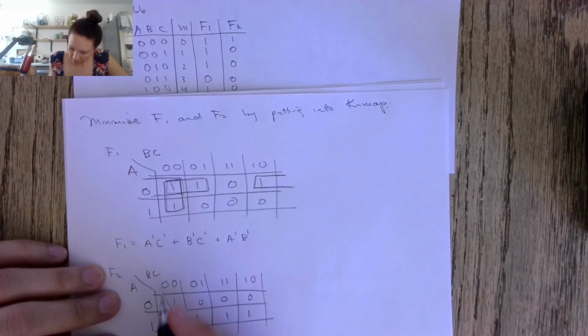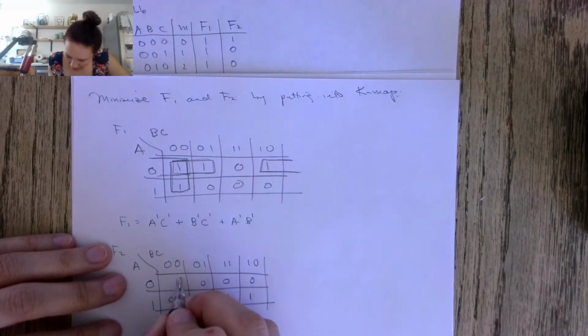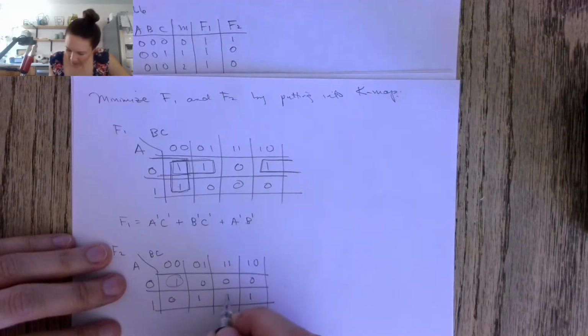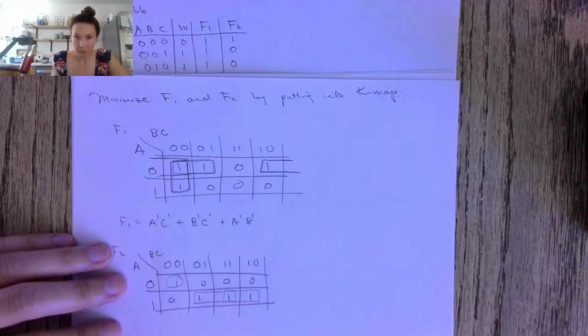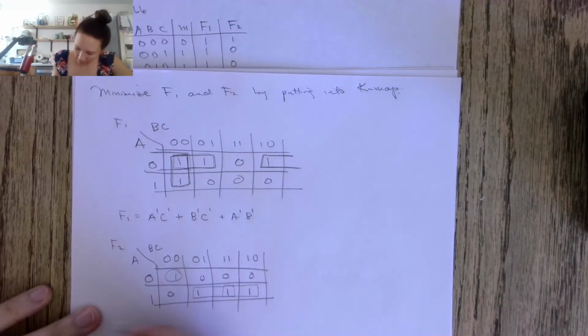So this bit here is kind of in no man's land. He doesn't have anything I can group with him, so he's just going to be by himself. But these guys here, I can make a group of 2 here and a group of 2 here. Remember, groups of 3 are not allowed. Okay, so this guy, what are the product terms for F2?